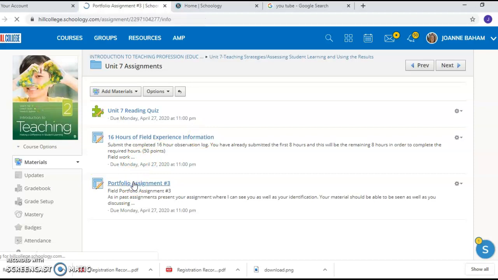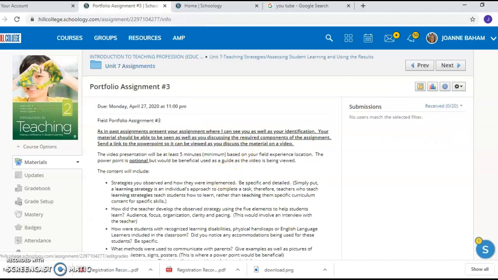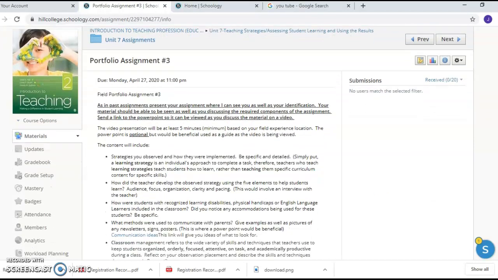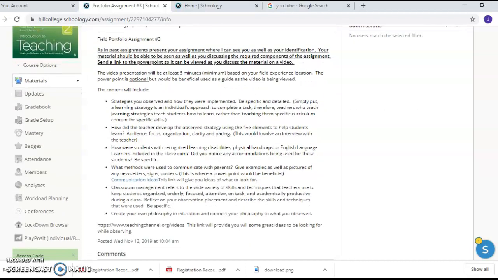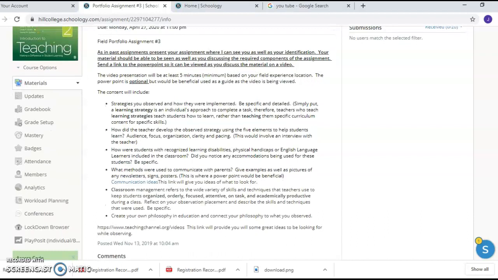Portfolio 3 assignment. Now, some of you might struggle with this depending on how much you were in your program, your field experience. So I'm going to kind of explain what you can do. So I'm going to read through this. As in past assignments, present your assignments where I can see your identification. So please make sure that you give me some type of identification in this. You are going to be able to do this in various ways.